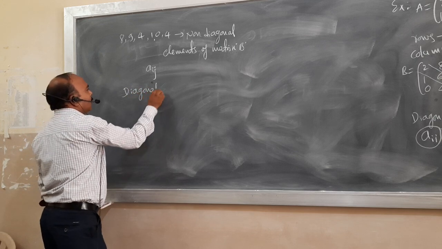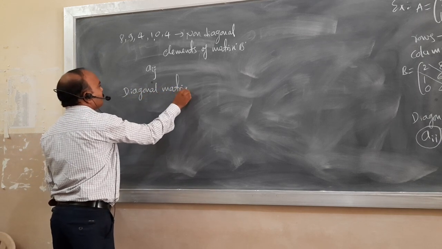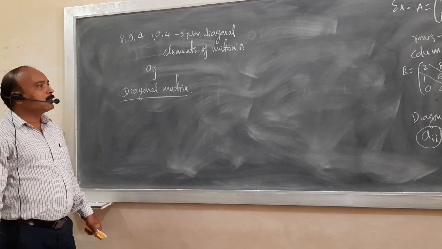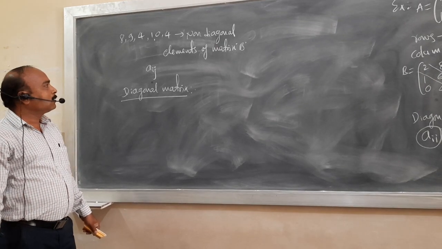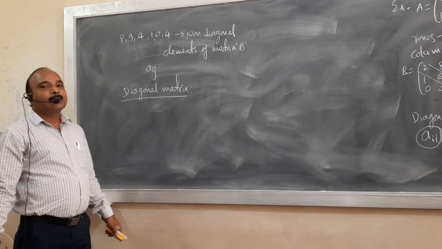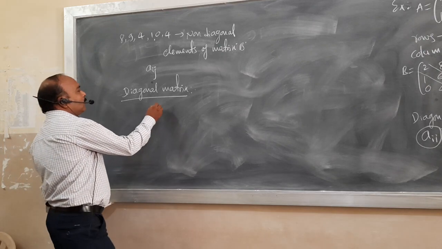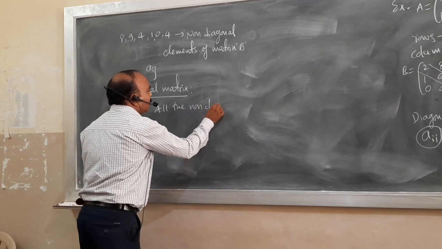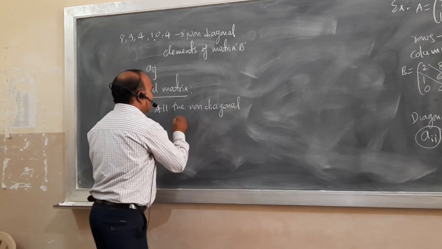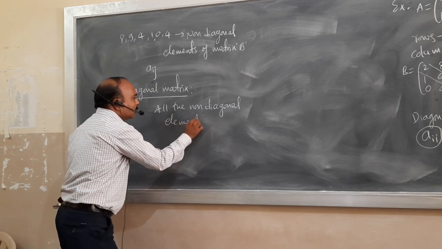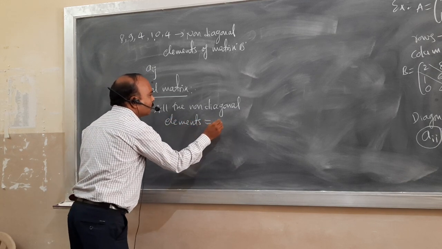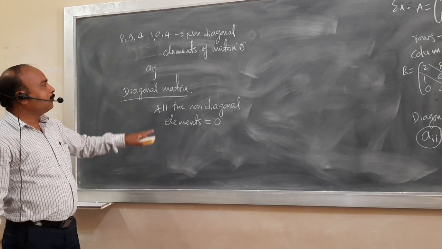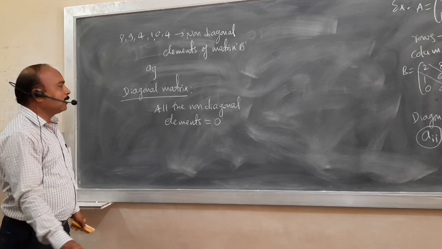Diagonal matrix. A diagonal matrix is a square matrix in which all the diagonal elements are non-zero and the non-diagonal elements are equal to 0. The condition for this is that all the non-diagonal elements are equal to 0. Such a type of matrix is called a diagonal matrix.